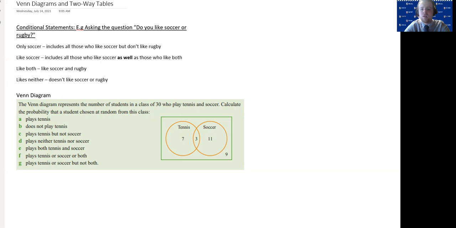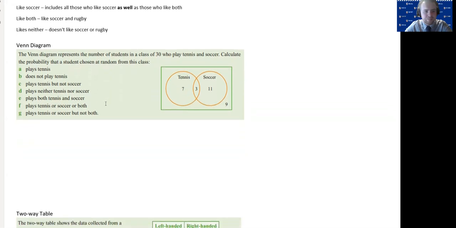So you can see we need to be careful when we're looking at those different categories. And Venn diagrams and two-way tables are a way of visually representing those different options, whether they like just one thing, whether they like both things, whether there's overlap or not. So let's look at this first example of a Venn diagram.